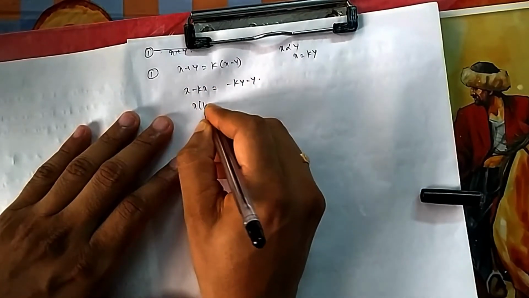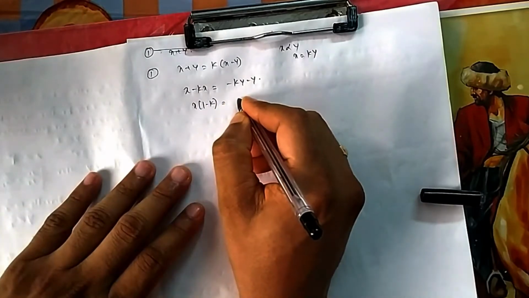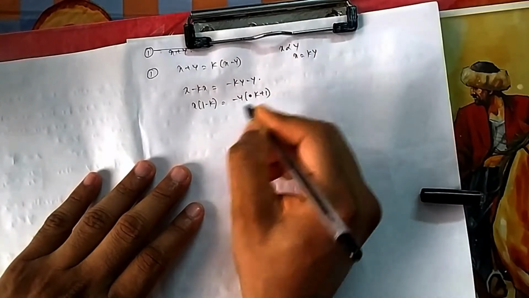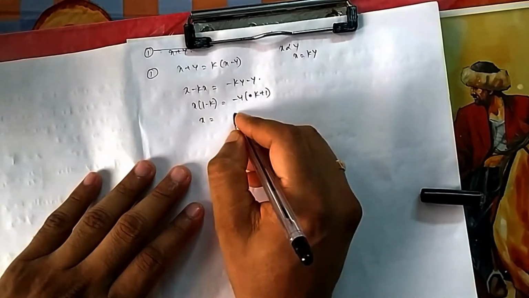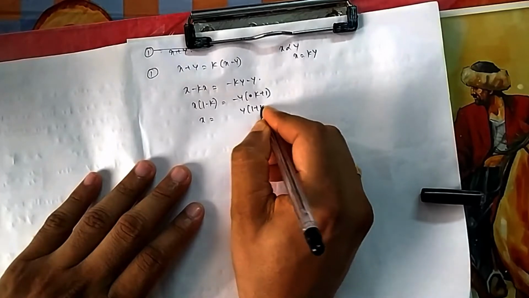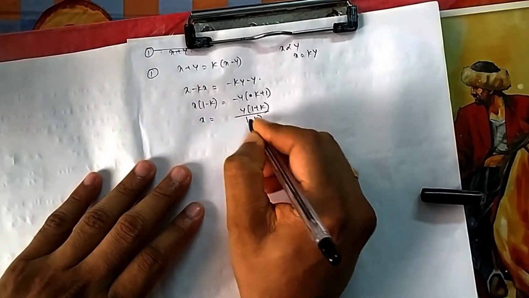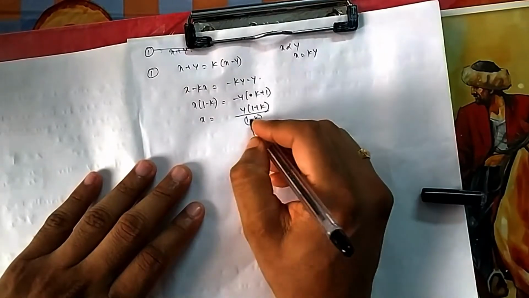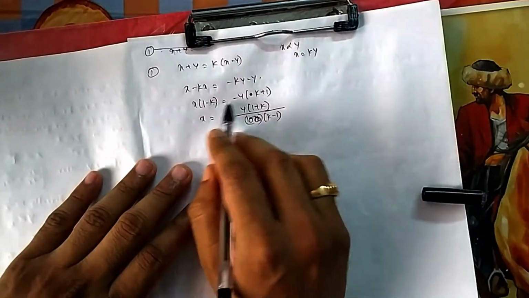So if you take x common, it is 1 minus k. If you take y common, or minus y common, then it is k plus 1. Then you can write x equal to y into (1 plus k) by (1 minus k). I have taken minus common, multiplied by minus, so it is 1 minus k. Now you can write k minus 1, so I have changed this minus.